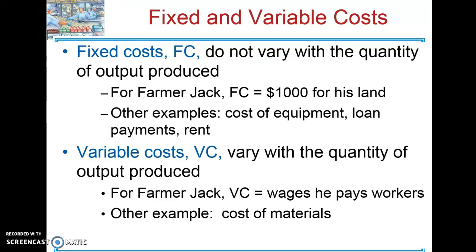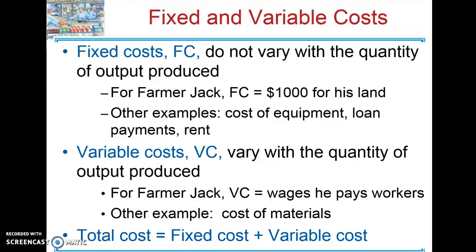Costs can be categorized as fixed and variable. Fixed costs do not vary with the quantity of the output produced. For Farmer Jack, his fixed costs refer to the land. The land cost him $1,000. Other examples of fixed costs are equipment, loan payments, rent. Variable costs vary with the quantity of output produced. For Farmer Jack, variable costs refer to the wages he pays his worker. Other examples would be the cost of materials. So total costs equal fixed costs plus your variable costs.